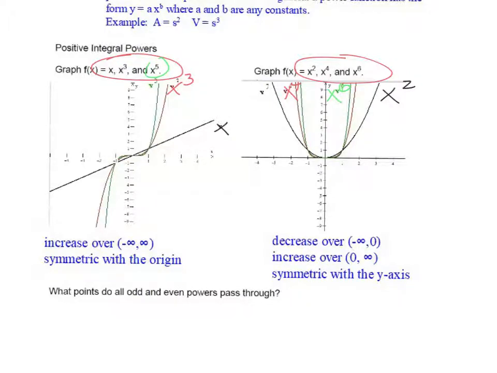Okay, so you notice these odd powers, they all increase for the entire domain from negative infinity to infinity. And they're symmetrical with the origin, which means if you rotate 180 degrees on the origin, the graphs will look the same. Whereas the even powers, they have parts that decrease and then parts that increase, and they're symmetrical with the y-axis, which is actually called even symmetry. That's where they get the name from.